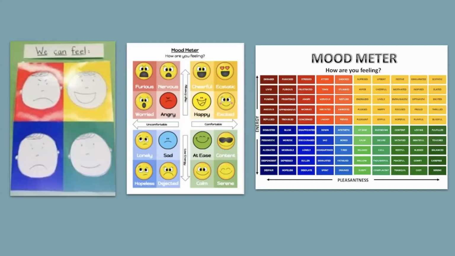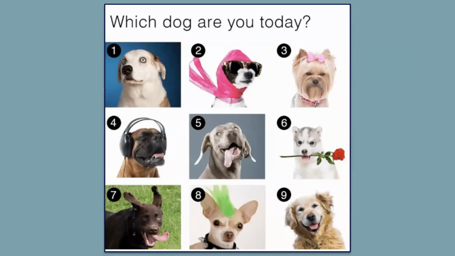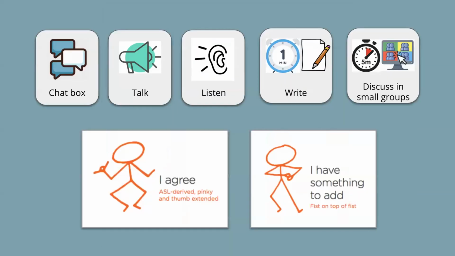Here's a virtual check-in. Think about which dog or dogs represent how you feel in this moment. If we were live together on Zoom, I'd ask you to share this in the chat box. As a teacher, this would quickly give me a sense of where the class is and who I should follow up with later. For the students, this is a low-pressure way to express feelings.